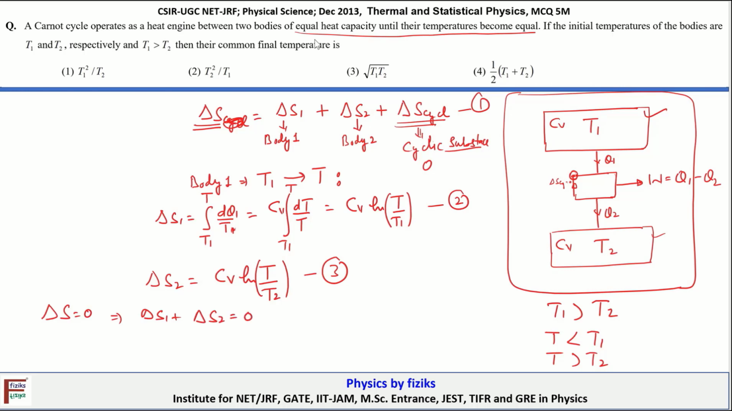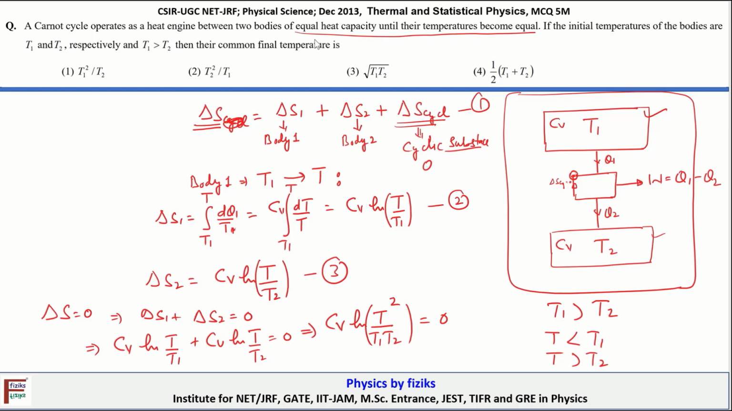And if we add these two terms, equation 2 and equation 3, it implies CV ln T upon T1 plus CV ln T upon T2 is equal to 0, which indicates CV ln T square upon T1 T2 is equal to 0. And this is 0 when T square by T1 T2 is equal to unity.